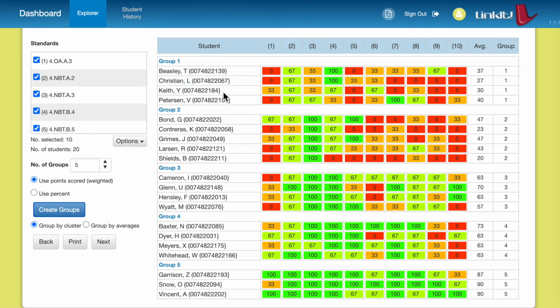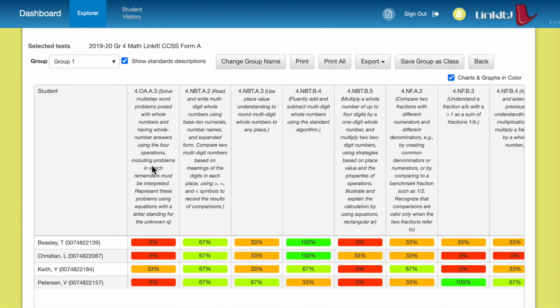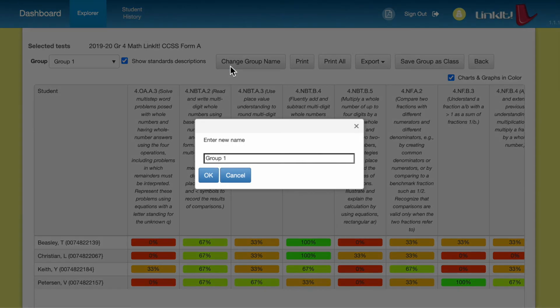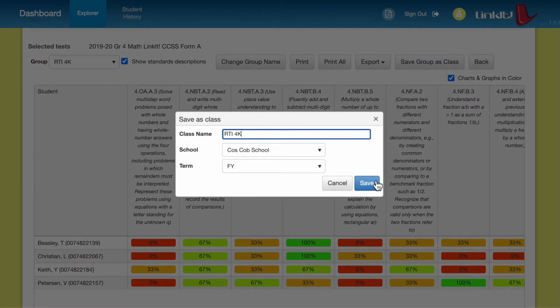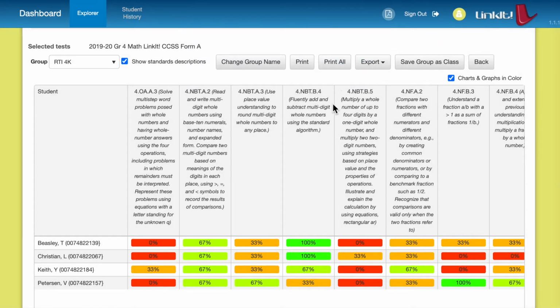So now I have a group here, group 1, and maybe I want to create an RTI group. So I click Next, and I get the detail on the students. I can add the description of the standards, and then I'm going to change the group name to maybe RTI for K. I can then save the group as a class. And now this class can be shared with multiple teachers, an intervention team, maybe the SDT. It can be used in SAT reviews. But the group can be monitored throughout the course of the year.